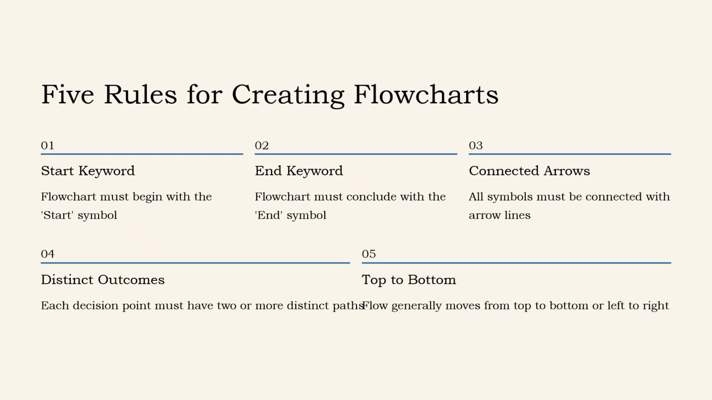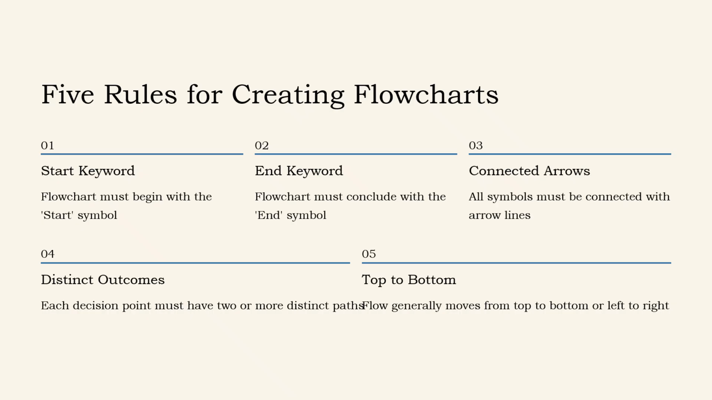Next, the second one, end symbol. Every flowchart must end with the end or stop symbol. This indicates the completion of the process. Connected arrows. All symbols must be connected using arrow lines to show the direction of flow. Without arrows, the sequence of steps would not be clear.